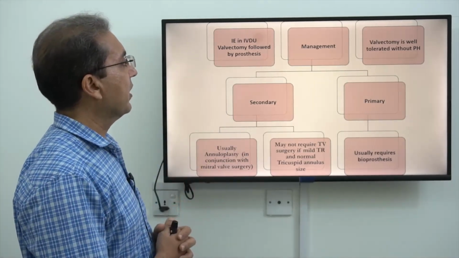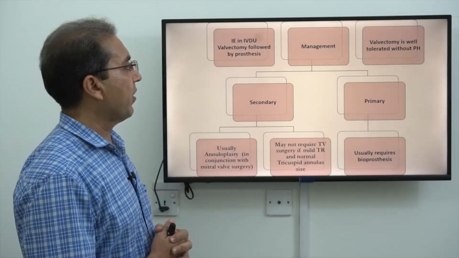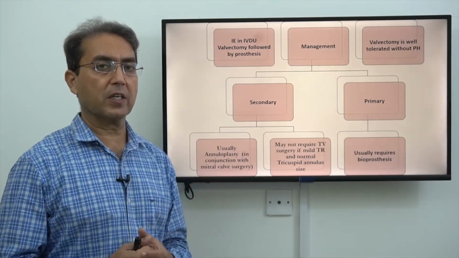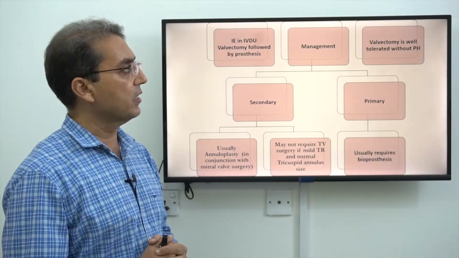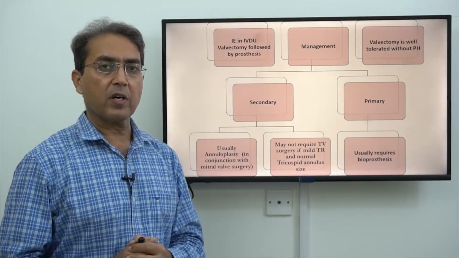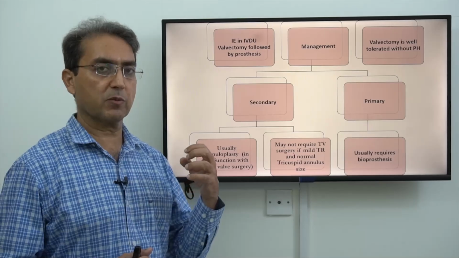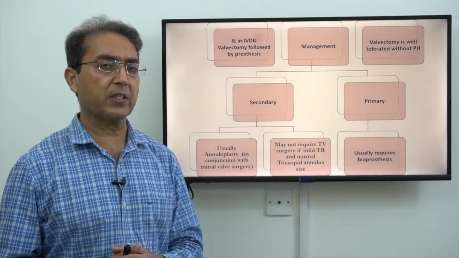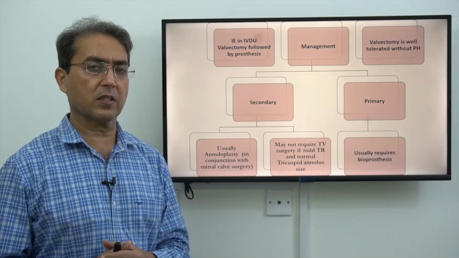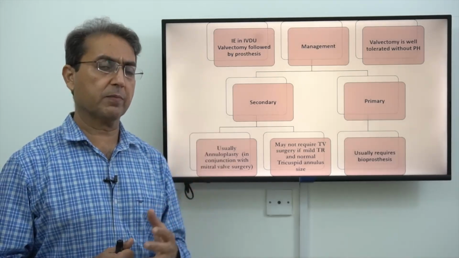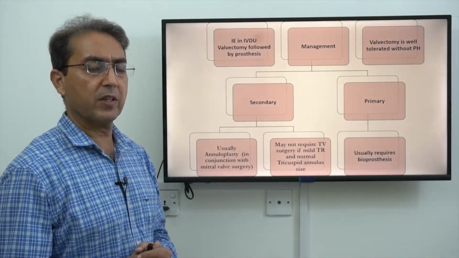Now, patients who have infective endocarditis, that is in intravenous drug users, if there is endocarditis, a valvectomy may be performed, that is, you remove the valve and you place a new valve. And patients who have had a valvectomy tolerate the valve removal very well if there is no pulmonary hypertension. If there is pulmonary hypertension, then the patient starts having symptoms earlier. But if there is no pulmonary hypertension, removing the valve does not cause symptoms, and the patient tolerates this procedure very well for a very long time. So that may not be a problem removing the tricuspid valve in those patients.